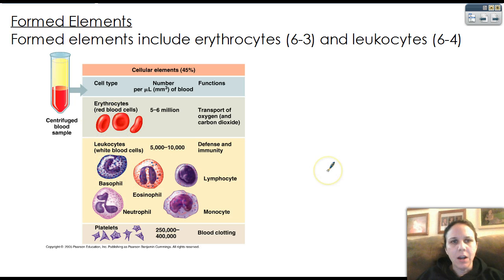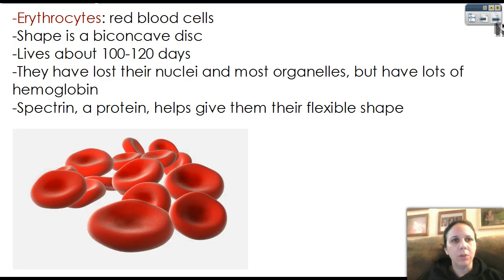but these are the two functioning living cells. Alright, so today's note 6-3 will be all about the red blood cells, and then 6-4 will all be about the white blood cells. Alright, here we go. Red blood cells, like I said, also known as erythrocytes. Erythro is just Greek for red, cyte for cell.